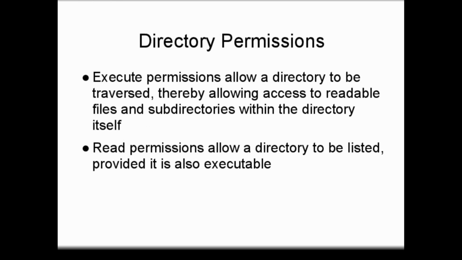Permissions on a directory work slightly differently. If a directory has execute permissions, the contents of the directory can be traversed, allowing access to readable files and subdirectories within the directory itself. Read permissions on a directory are necessary in order for a directory to be listed. But for someone to obtain a directory listing with ls, they must have both read permissions and execute permissions for that directory.